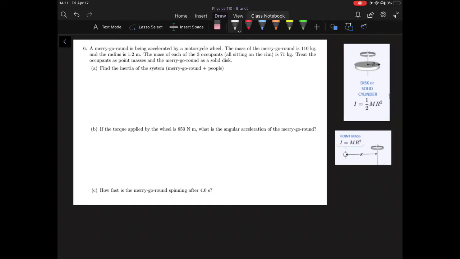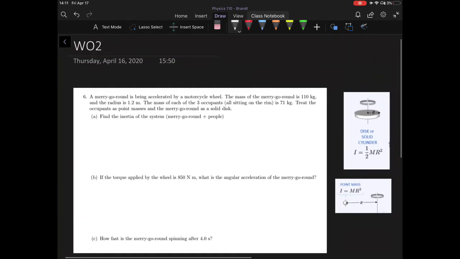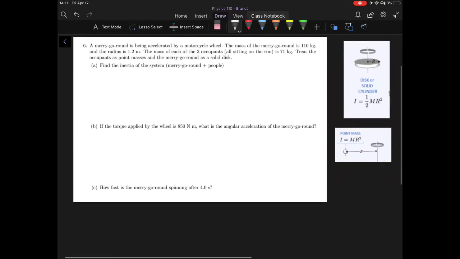All right, this is workout 2 for lesson 28. So in this case, we've got a merry-go-round being accelerated by a motorcycle wheel. If you don't understand why we're asking that, go watch the link that came with this problem to the YouTube video. The mass of the merry-go-round is 110 kilograms. The radius is 1.2 meters. The mass of each of the occupants is 71 kilograms.